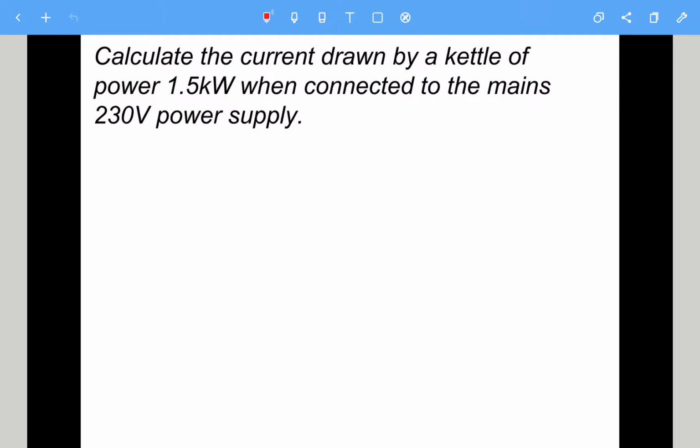Let's move on to another one. You want to pause and have a go at this. Calculate the current drawn by a kettle of power 1.5 kilowatts when connected to the mains 230 volt power supply. On this one, you can do P equals IV, and if you're good at maths and confident with the letters rather than the numbers, you can just rearrange to get current. So divide by V, because obviously they're multiplied. So current is equal to power divided by voltage, and then just put the numbers in.